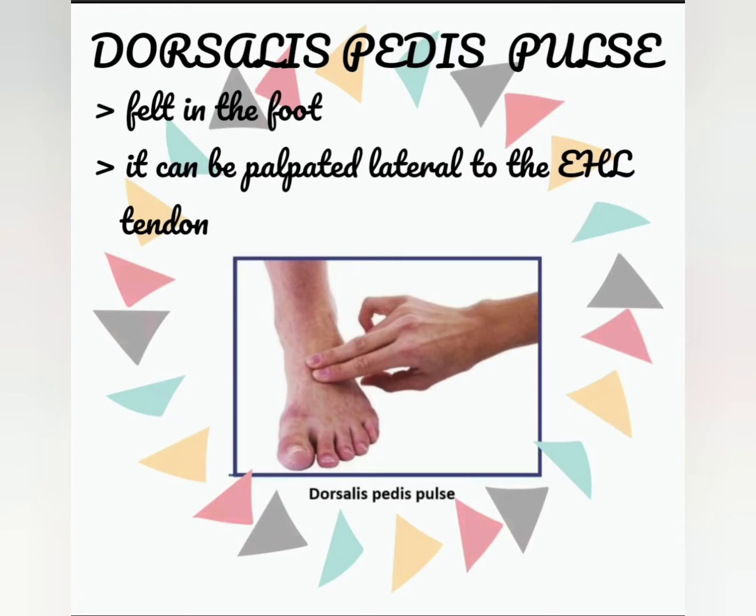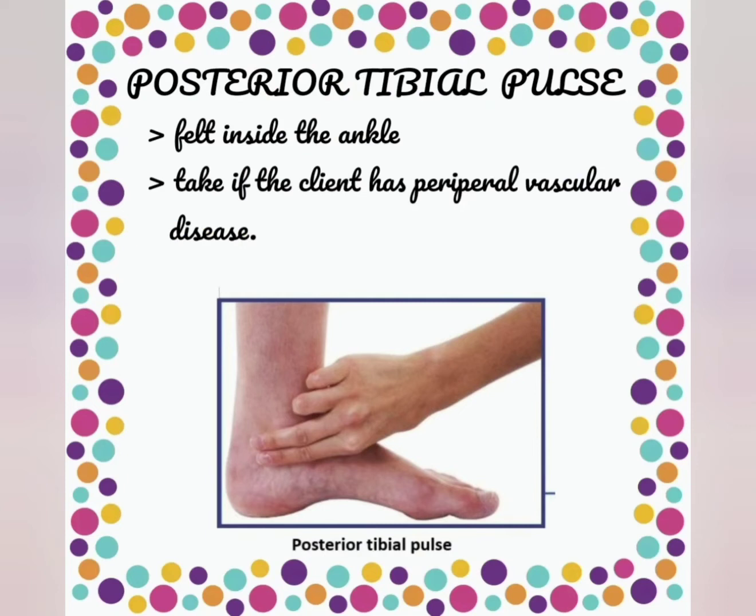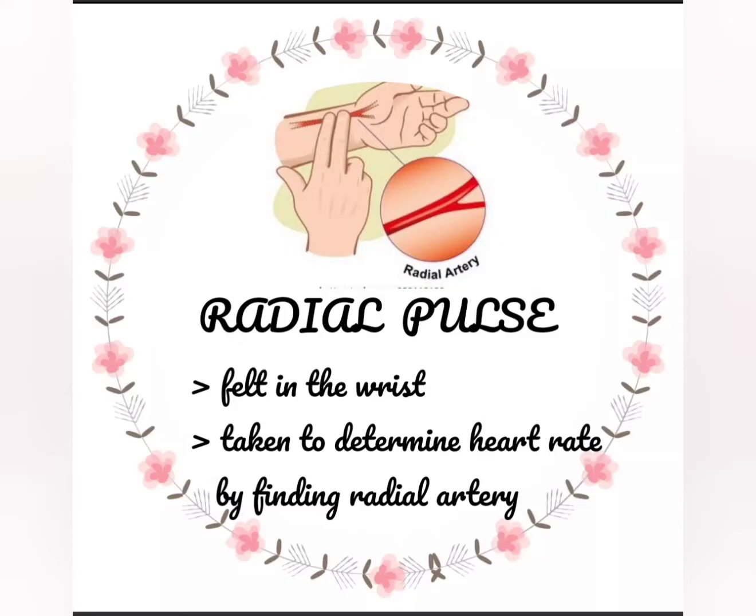Dorsalis pedis pulse, felt in the foot. It can be palpated lateral to the EHL, or the extensor hallucis longus tendon. Posterior tibial pulse, felt inside the ankle, taken if the client has peripheral vascular disease. Radial pulse, felt in the wrist, taken to determine heart rate by finding the radial artery.